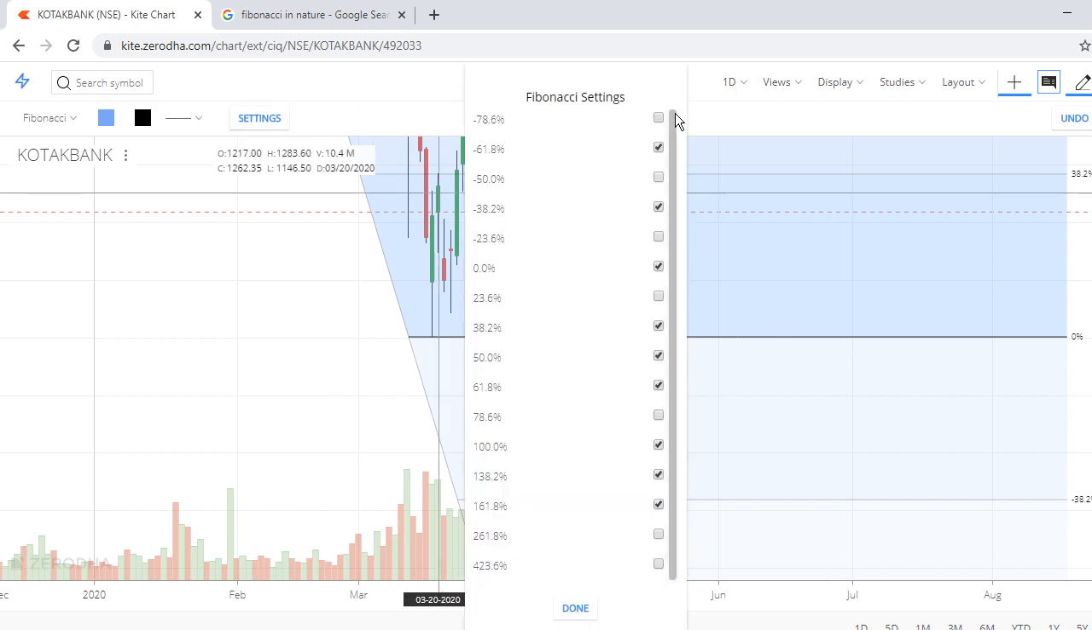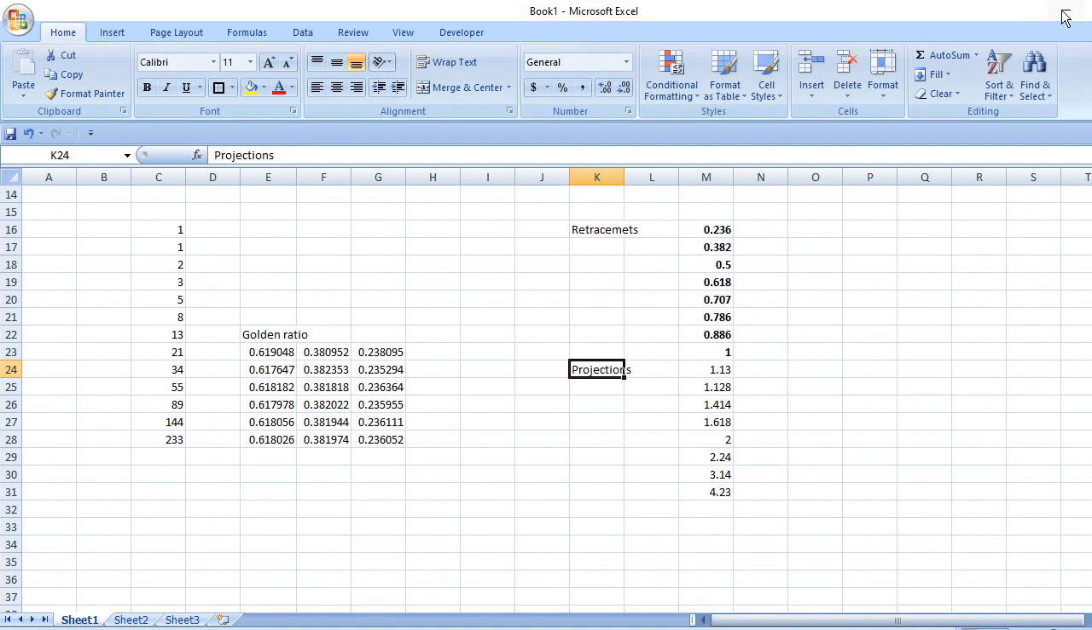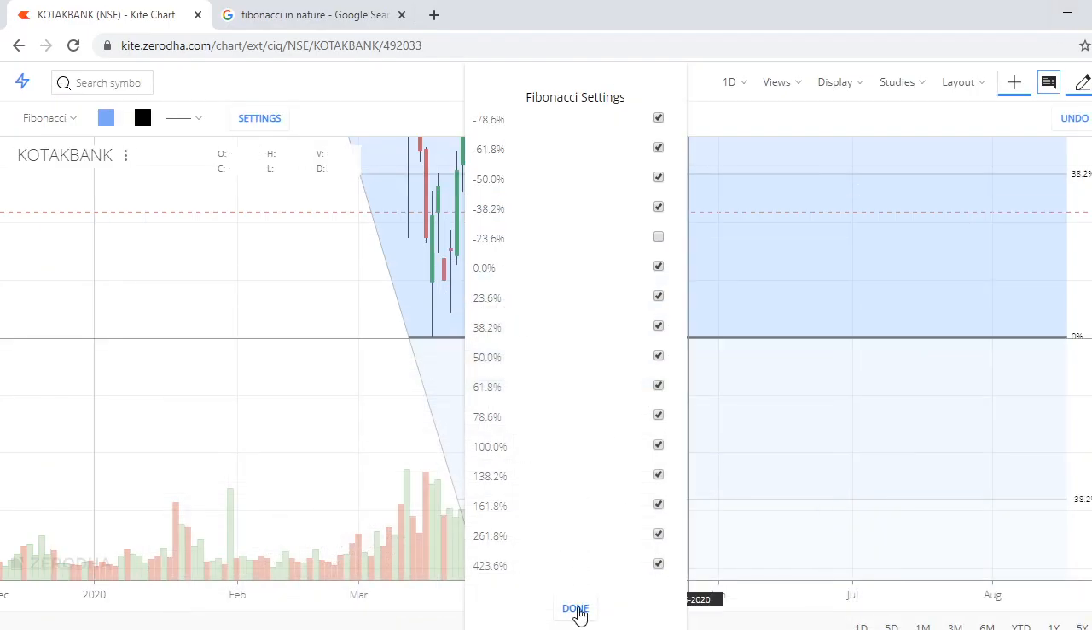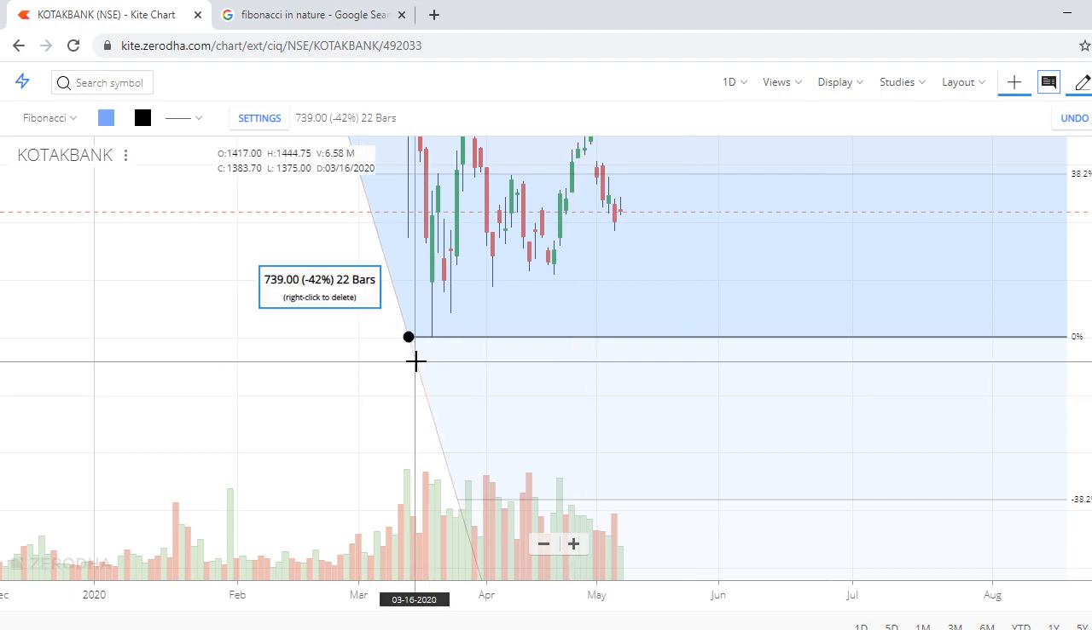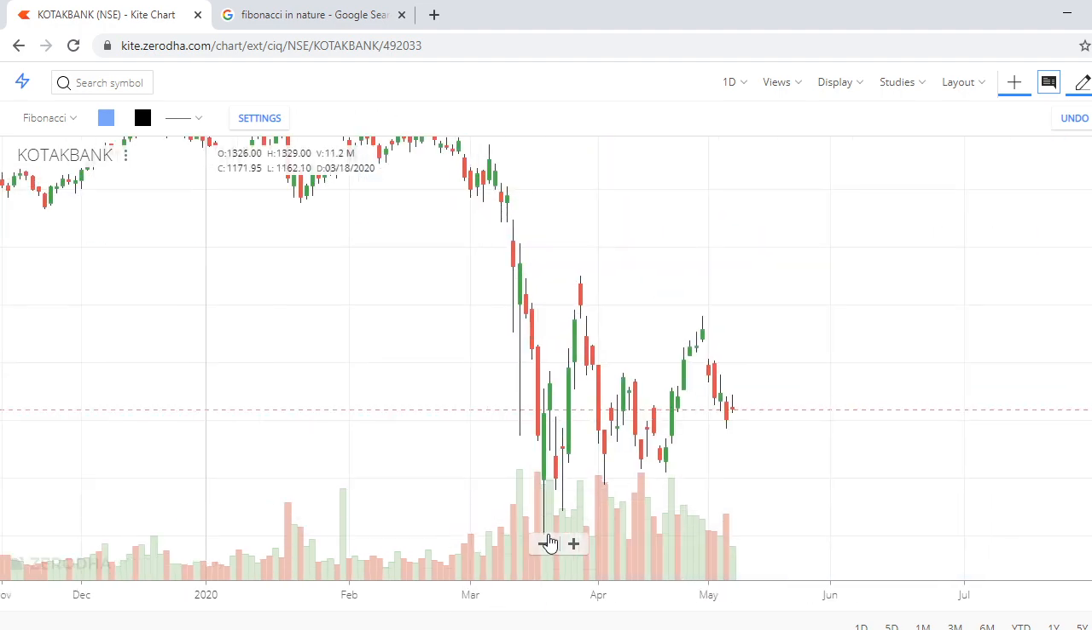See, 0.786, 0.5, 0.326, 786, 2618, 423. This is the last one I mentioned, right? 4.23. There it is, 4.23. You can add up like that, so you don't get confused about anything.